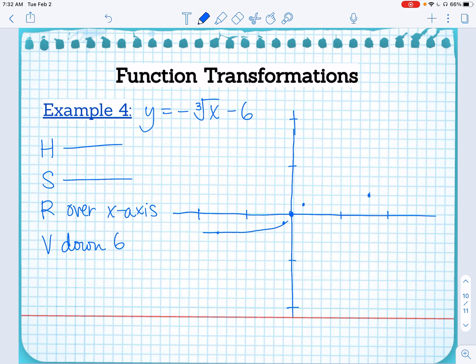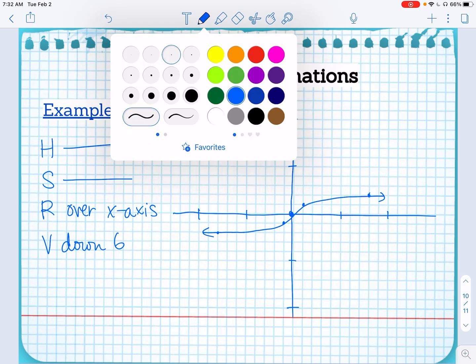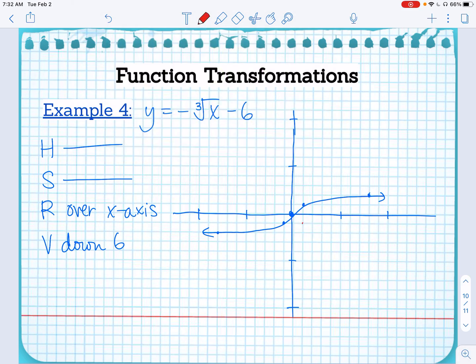Okay, so my parent looks something like this. And then I'm going to go over the x-axis, so these flip-flop, which is actually kind of an interesting function because whether you reflect over the x or the y, you're going to end up with the same shape. And then I'm going to move down 6. And if you notice today, I gave all of your function examples 2 steps. And that is the same for the assignment we're starting today. Just gives you a good gauge to see if you're following, if you caught all your transformations.